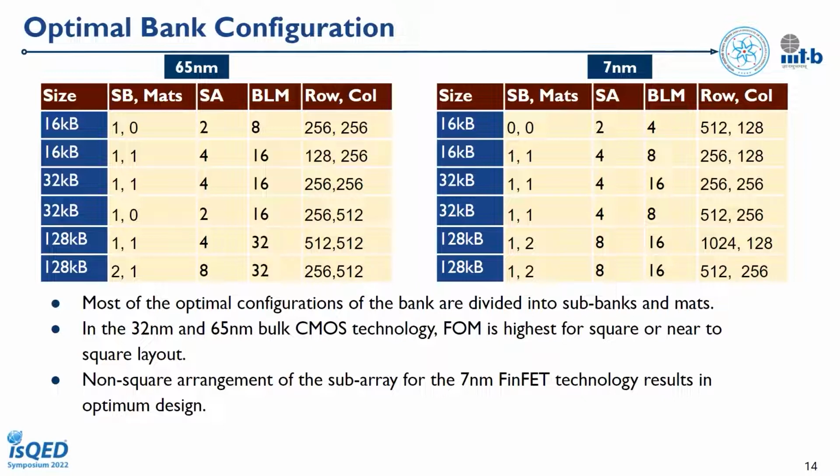In 65 nanometer bulk CMOS technology, FOM is highest for square or near to square layout. Again, non-square arrangement leads to the best FOM for 7 nanometer FinFET technology node.